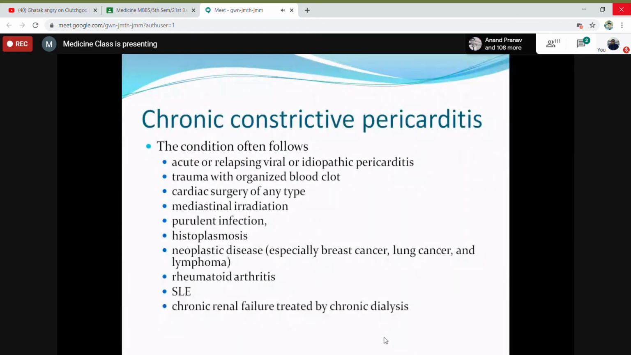So the etiology may be acute or relapsing viral or idiopathic pericarditis. It may be following trauma with organized blood clot. It may be following cardiac surgery of any type, or mediastinal irradiation, purulent infection, histoplasmosis, neoplastic diseases, rheumatoid arthritis, SLE, chronic renal failure treated by chronic dialysis.